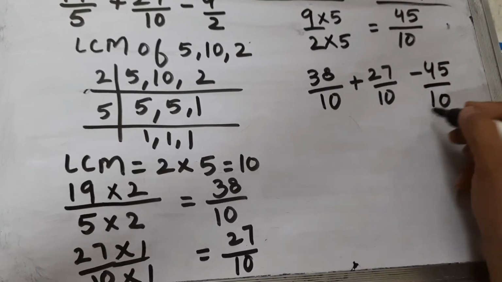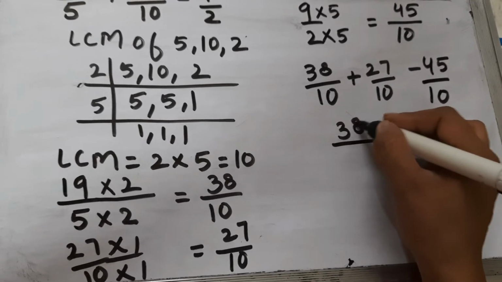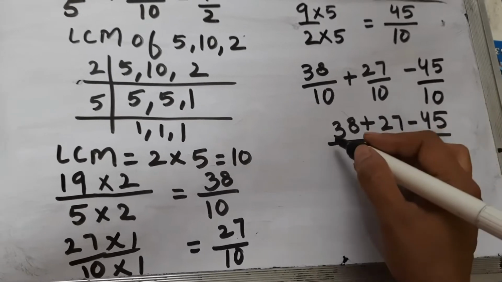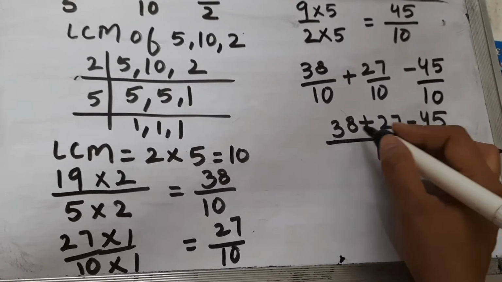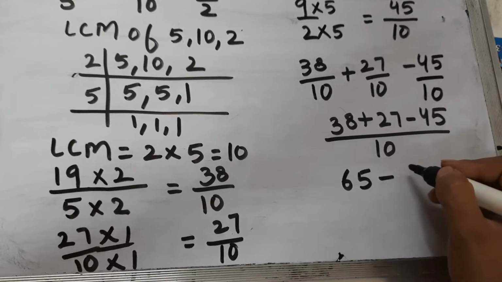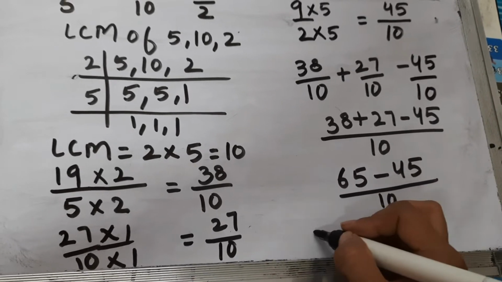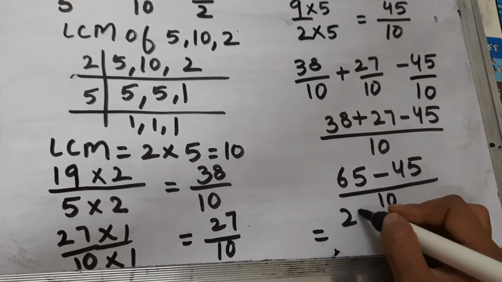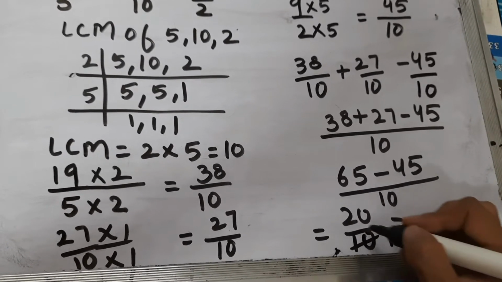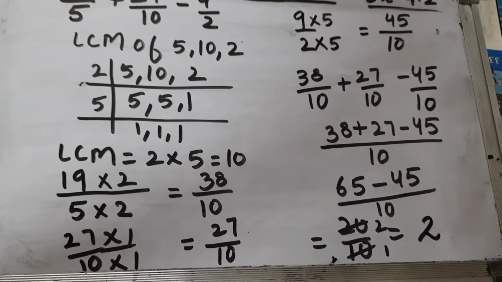The denominators are same now, so we solve only the numerators. This will be 38 plus 27 minus 45. Add 38 and 27. 7 plus 8 is 15. 3 plus 3 is 6. So this will be 65 minus 45 upon 10. And 65 minus 45 is 20. This will be 20 upon 10, which is 10 1s are 10, 10 2s are 20. So this will be 2. So your answer will be 2.